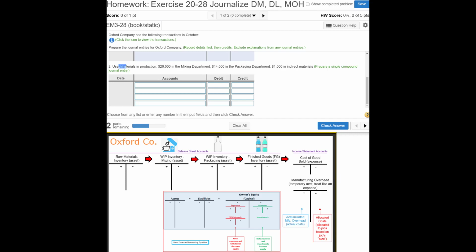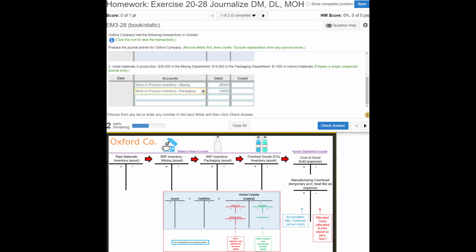Next, the company used material in production. So some of the materials are going to go down. So the raw materials is going to be the credit account. But where are these materials going? Well, $26,000 went to the mixing department. So the mixing department is going to be debited. Work in process mixing is going to be debited for $26,000. And then $14,000 went to the packaging department.